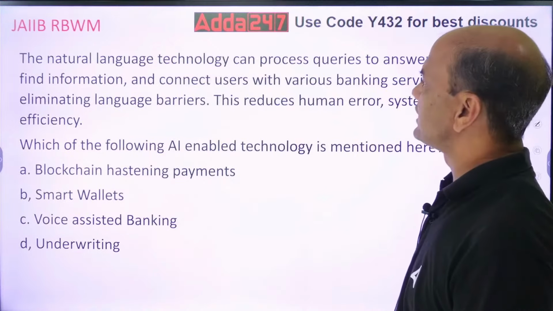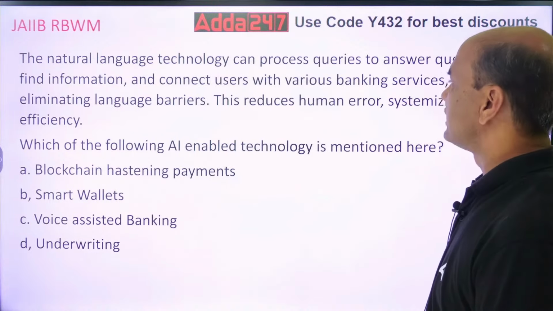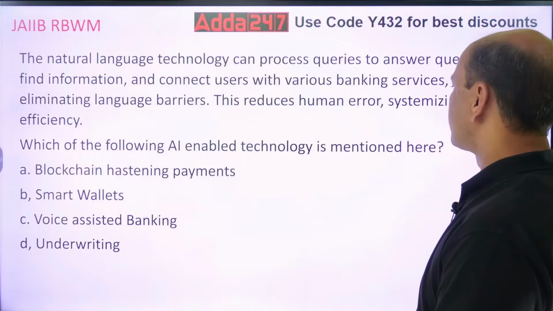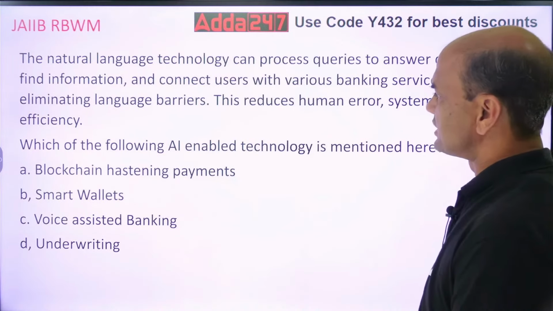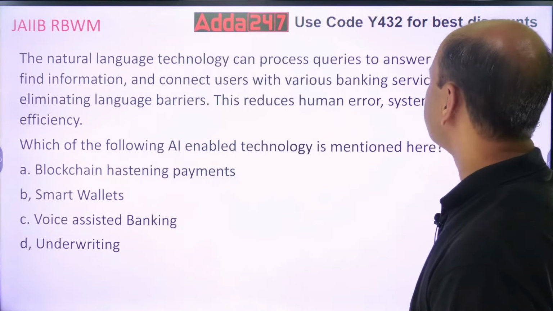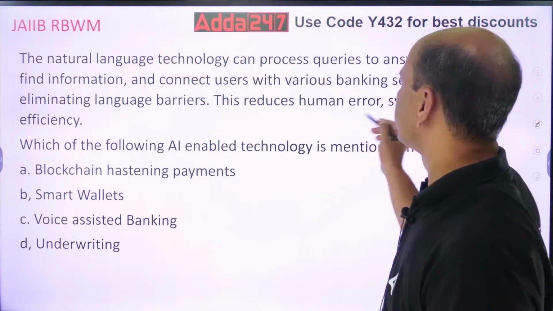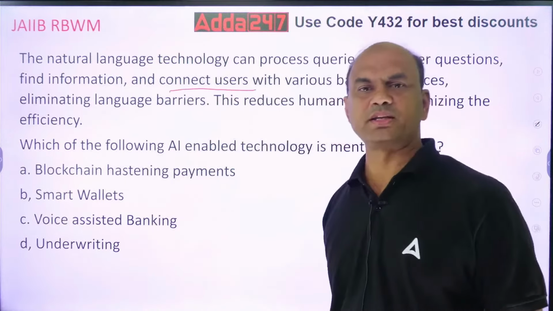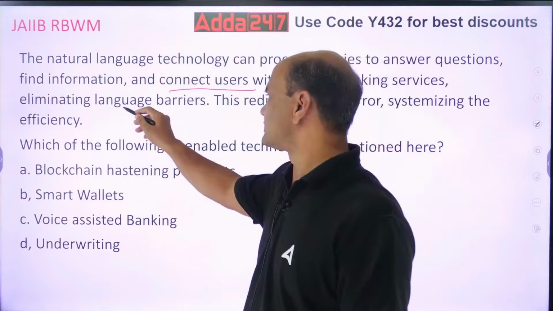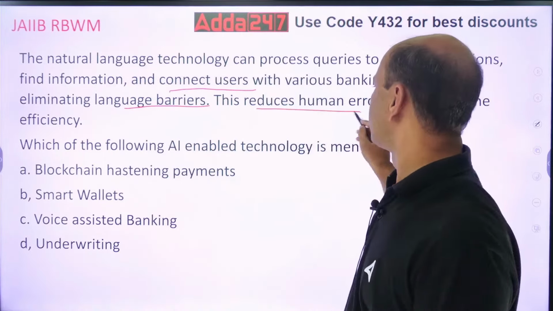The natural language technology can process queries to answer questions, find information and connect users with the banking services, eliminating language barriers. This reduces human error, systemizing the efficiency. Which of the following AI-enabled technologies is mentioned here? So here what are we doing? Finding information and connecting users with various banking services. Even the language barriers are gone. So this reduces human error.